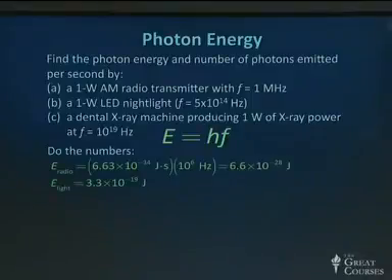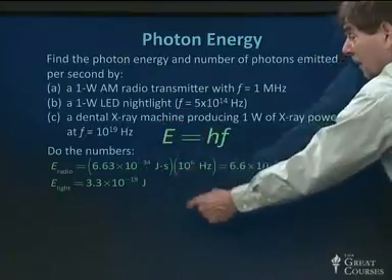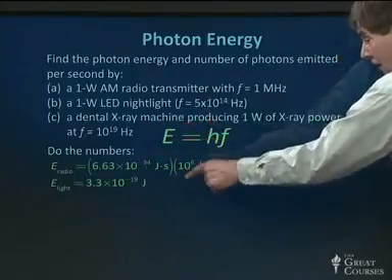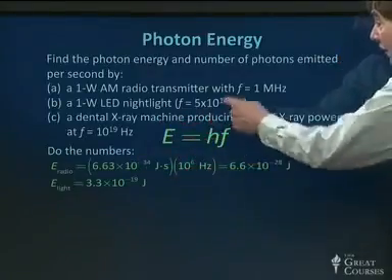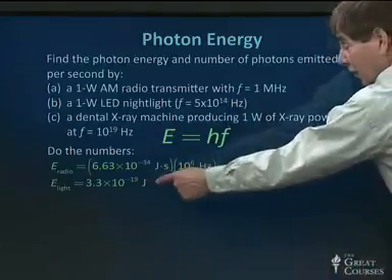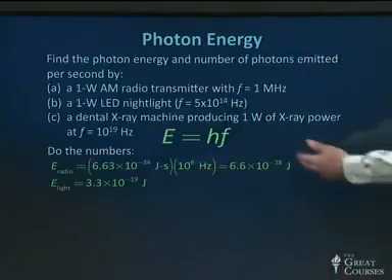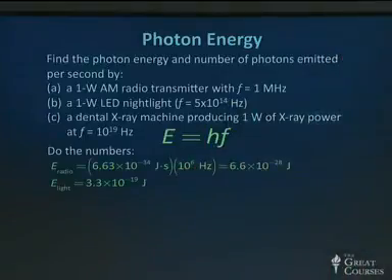Do the numbers for the light. Well, it's the same calculation. We can do arithmetic. It's 6.63 times 10 to the minus 34 joule seconds times 5 times 10 to the 14. We get 3.3 times 10 to the minus 19 joules. That's a lot more. That's 9 orders of magnitude bigger, approximately. And we do it for the X-ray, and it's 6.6 times 10 to the minus 15 joules.